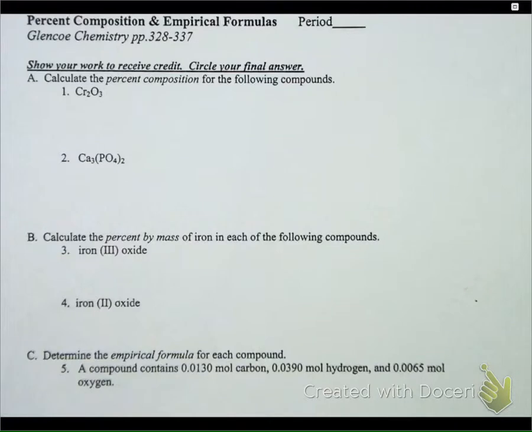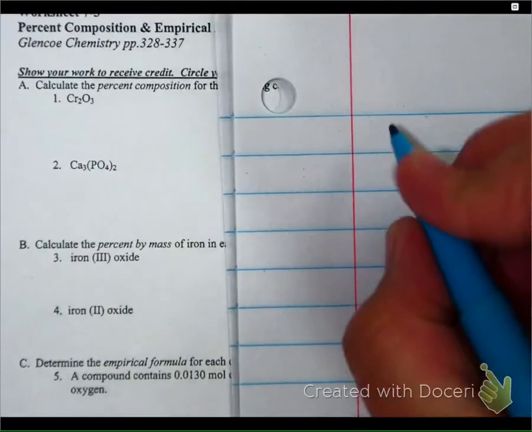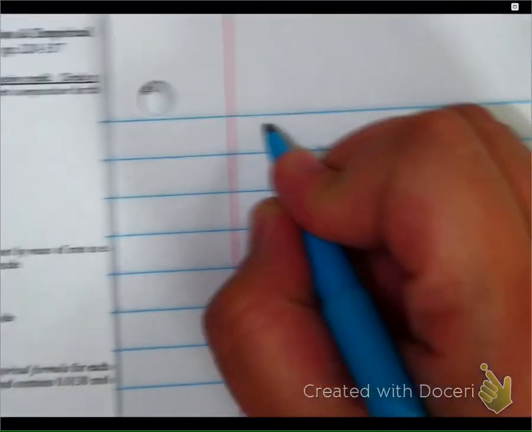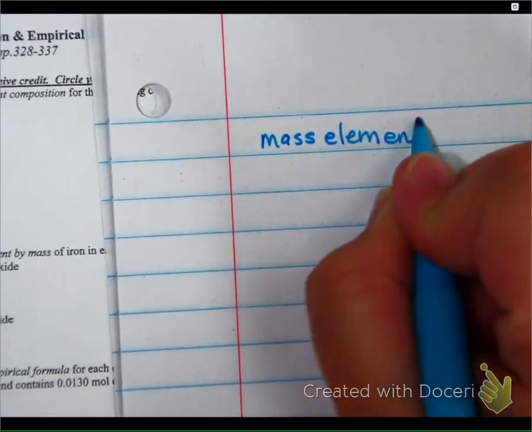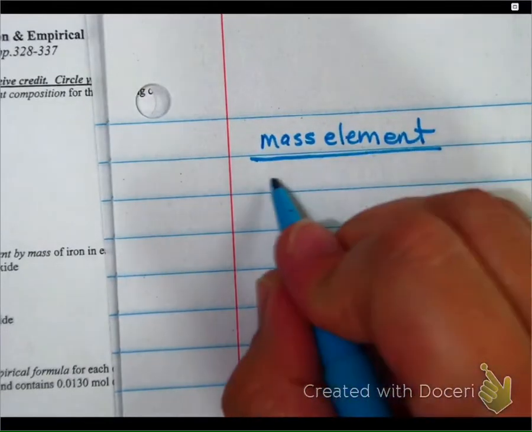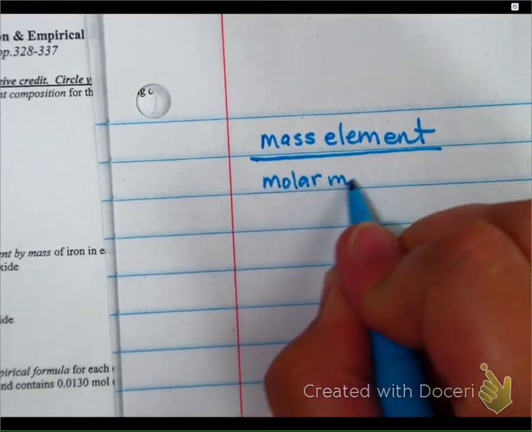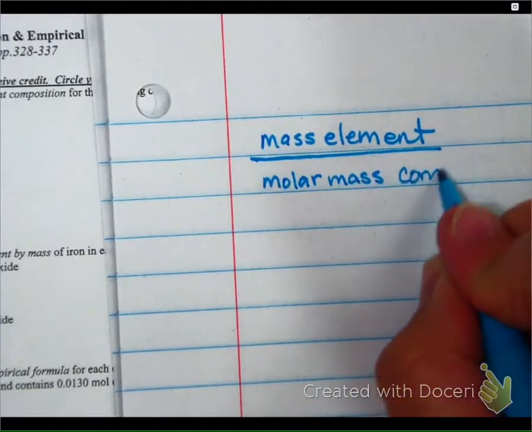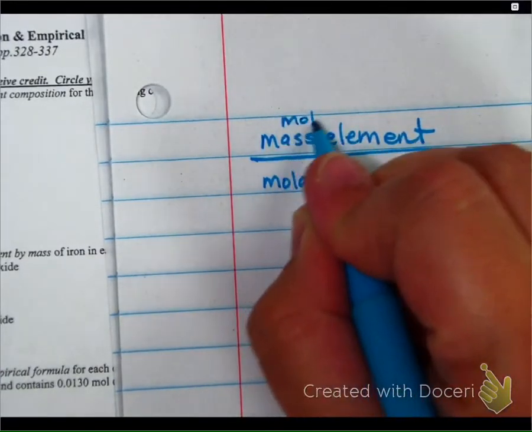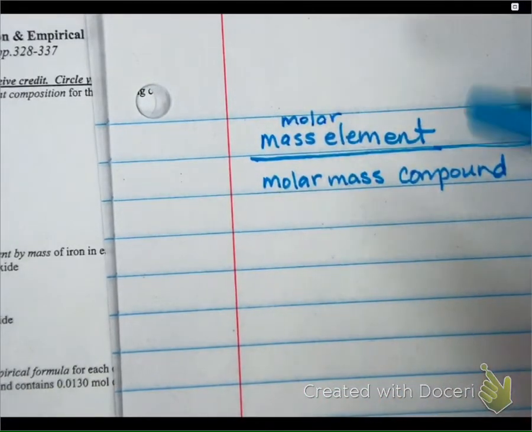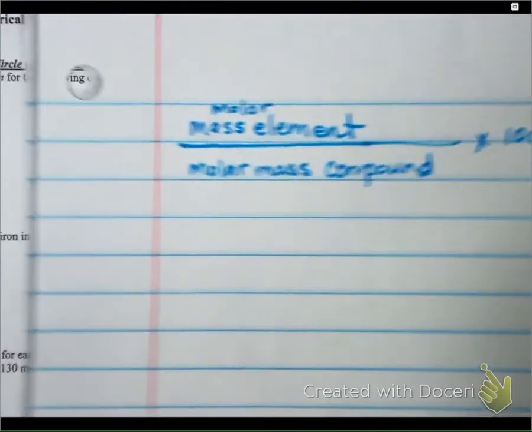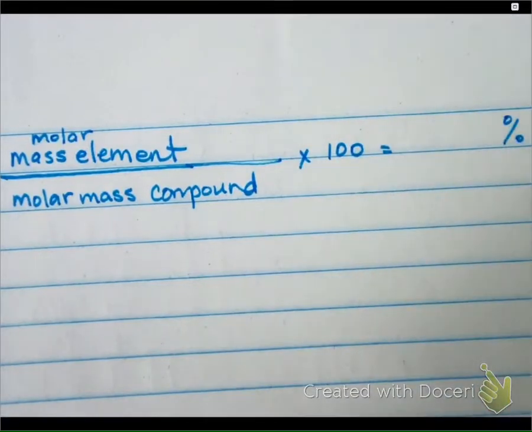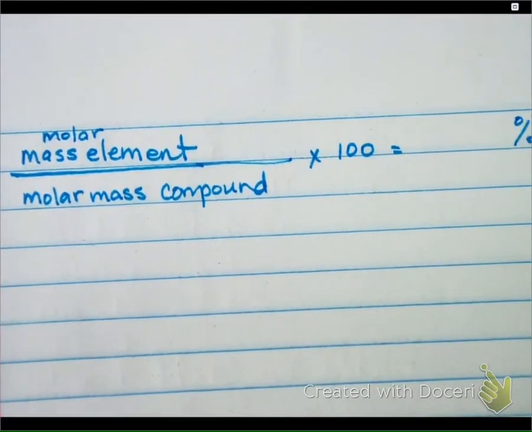For section A and B, you are basically doing percent composition problems where you take the mass of the element that's in the compound, and you're going to divide that by the molar mass of the compound. This is also the molar mass of the element. So the molar mass of the element that's in the compound divided by the molar mass of the compound, and you're going to multiply that times 100 to get your answer in a percentage. And use 2 decimal places for your answers.